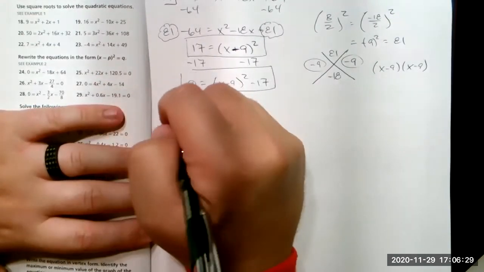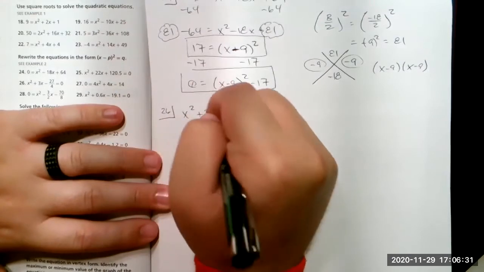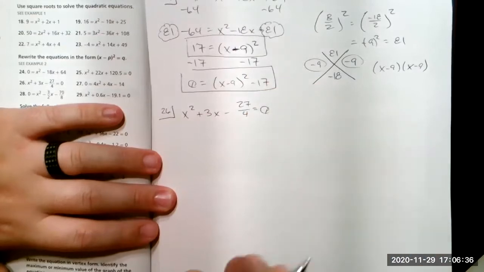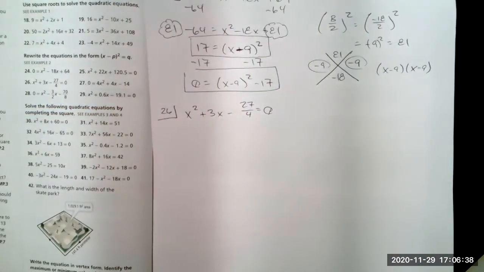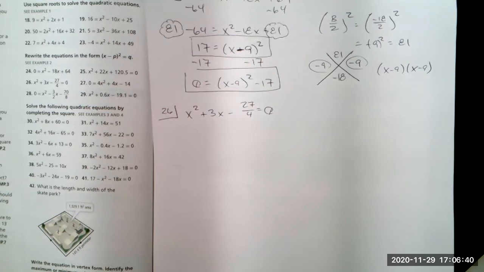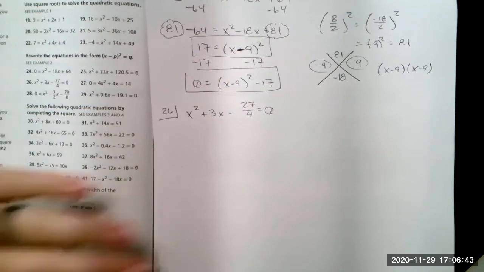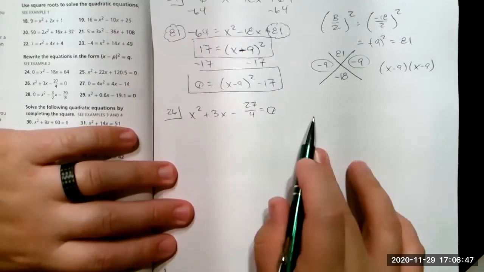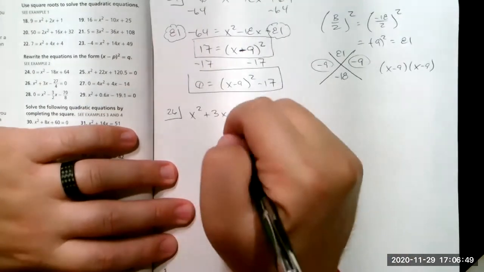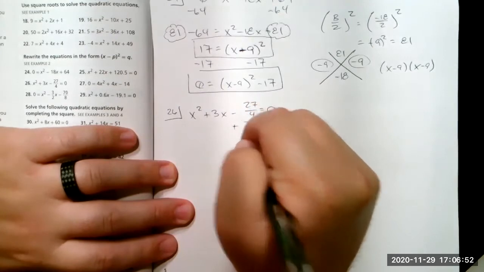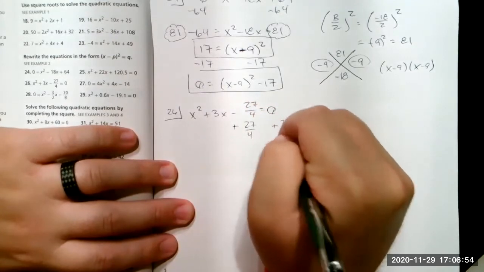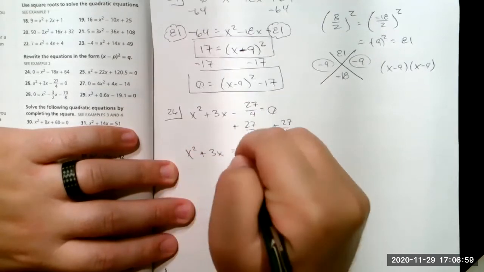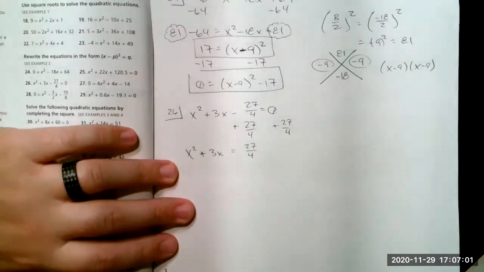26. x squared plus 3x minus 27/4 equals 0. Again, let's do another one kind of like we did with 24, just to emphasize this idea of completing the square. A is already 1, so we're good to go. I'm going to go ahead and move that constant to the other side of the equation. So I will add 27/4 to both sides. And I have x squared plus 3x equals 27/4.